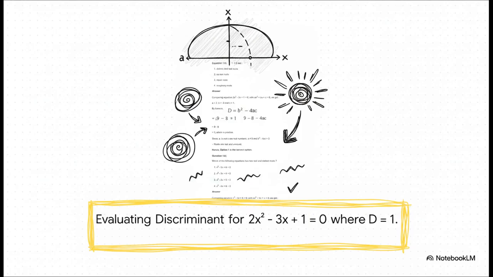We want to know the nature of its roots without doing all the work of solving the whole thing. We compare it to our standard form and extract a equals 2, b equals negative 3, c equals 1. We calculate D, which is b squared minus 4ac. That gives us negative 3 squared minus 4 times 2 times 1, which simplifies down to 9 minus 8, which equals 1. Because 1 is a positive number, it's greater than 0, we can immediately guarantee that this equation has 2 distinct, real roots. Having this tool is incredibly powerful for checking your work on the fly.